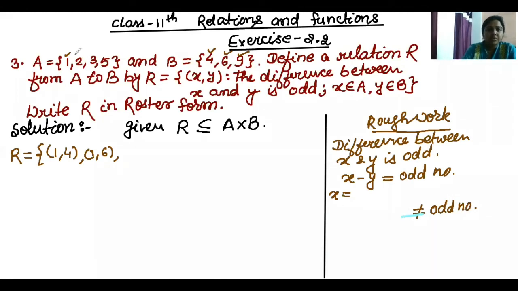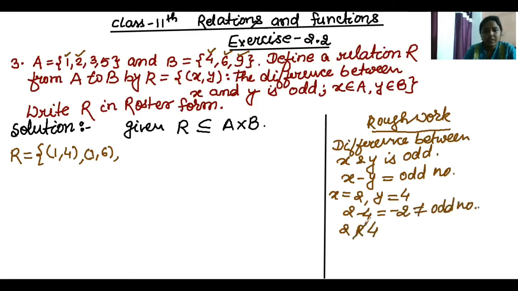Now x equals 2 and y equals 4. So 2 minus 4, we are getting -2. Again, this is not an odd number. So 2 is not related to 4, so we'll not write it here. Now the next element.